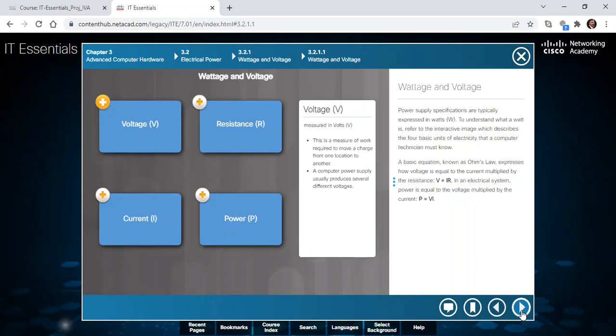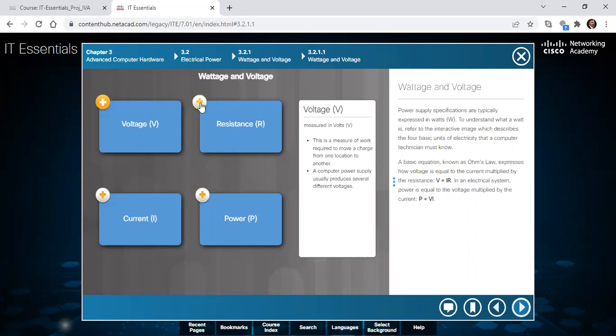Let's look at the first one, which is voltage. Voltage is a measure of work required to move a charge from one location to another. A computer power supply usually produces several different voltages. We have 3.5 volt, 5 volt, and 12 volt, which we're going to be seeing.